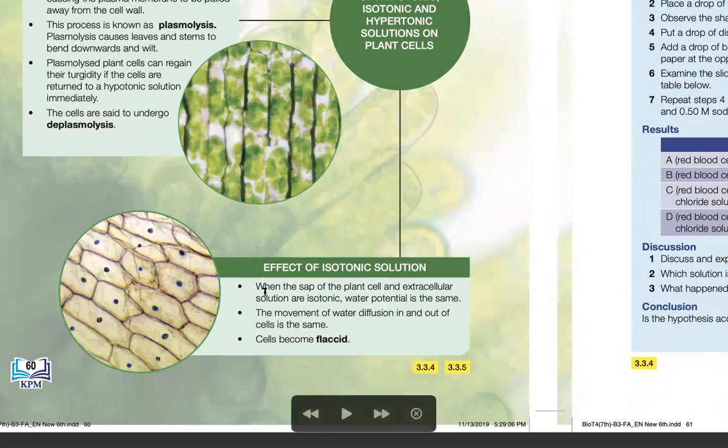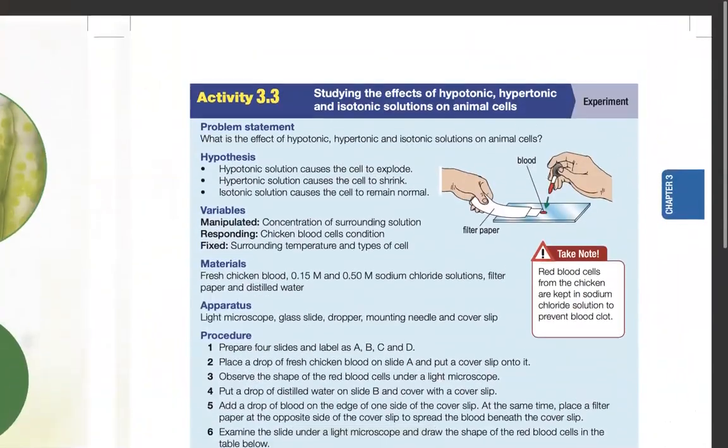Okay, so what happened? Okay, when the cell sap of the plant cell and extracellular solution are isotonic, water potential is the same. Water potential sama maksud dengan water concentration. So the movement of water diffuse in and out is the same. And the cell become flaccid. Flaccid tu maksudnya dia tak berubah lah, dia sama sahaja. Okay, flaccid. Sebab apa flaccid? Sebab kita letak dalam air isotonik. Dan tidak ada perubahan. And then kita namakan dia sebagai sel yang mengalami flaccid. Yang mana flaccid tu is a condition when there is no difference happen when we put them in the isotonic solution. Okay guys.